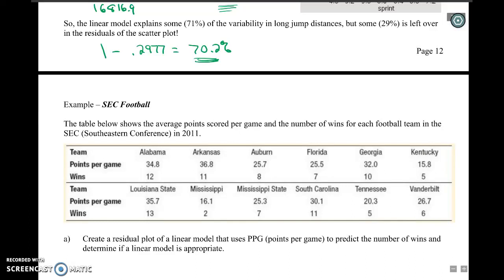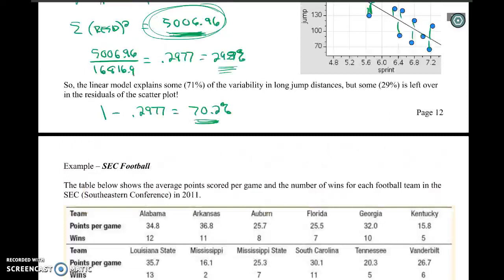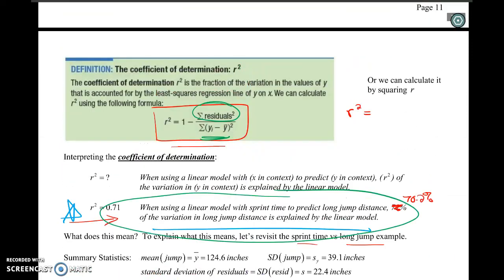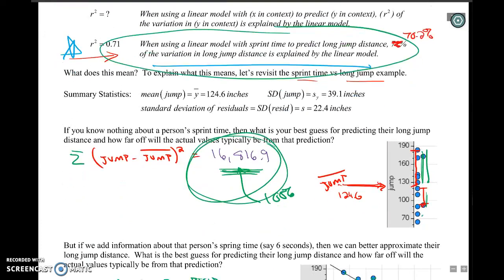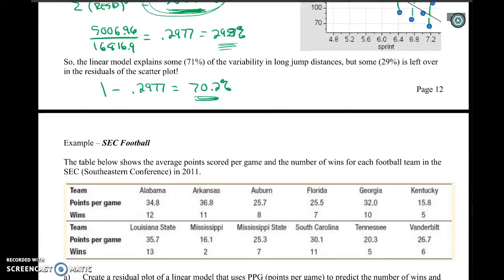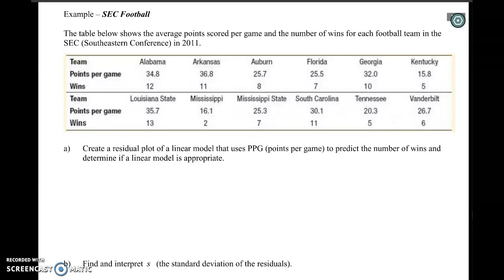All right, continuing on section 3.2, we've talked about the coefficient of determination and how to interpret it. And then I tried to explain to you guys where the formula comes from. Whether that sinks in or not is not that big of a deal, but you do need to know how to find it and interpret it. So let's do an example.